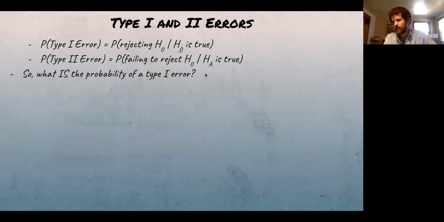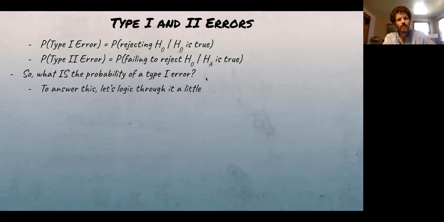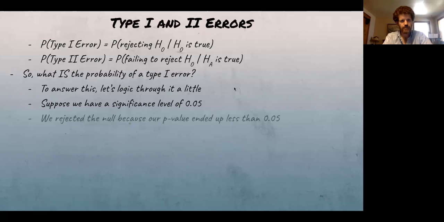If you already read chapter 21, I encourage you guys to read that. You might already know. So we're going to logic through it just a little bit today. And I'm going to throw out a few facts, and I want you guys to figure out what you think the probability of a type 1 error is. We have a significance level of 0.05. All right, that's fact number one.